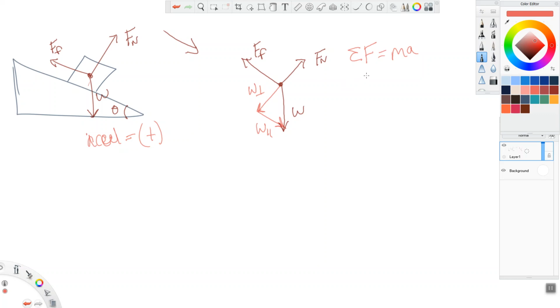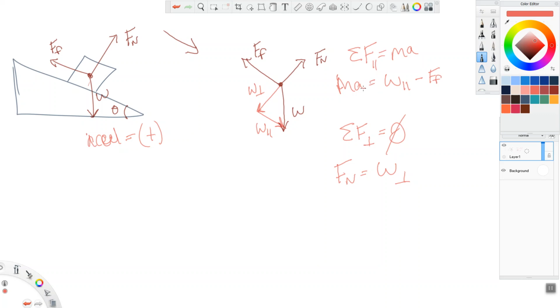So what I can then say is, for forces applied parallel to the board versus forces applied perpendicular to the board, this is because my frame of reference is parallel versus perpendicular to the board. Perpendicularly, force normal of the board is equal to weight perpendicular. And when parallel, mass times acceleration is equal to weight parallel minus frictional force. Well, how do we know this?